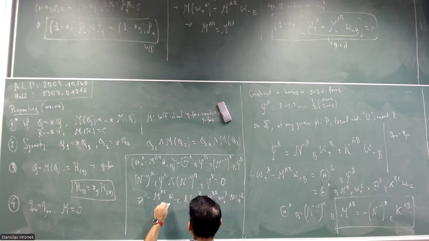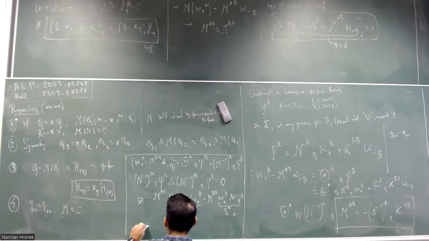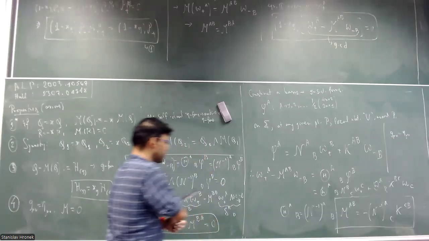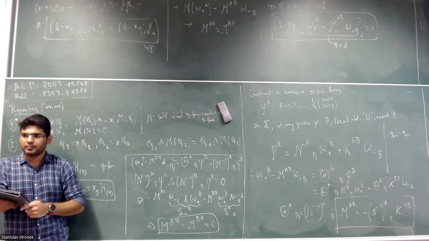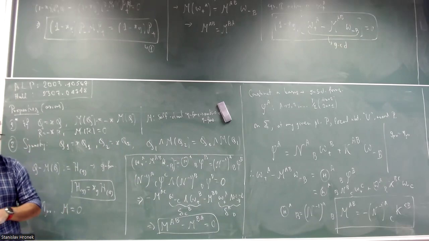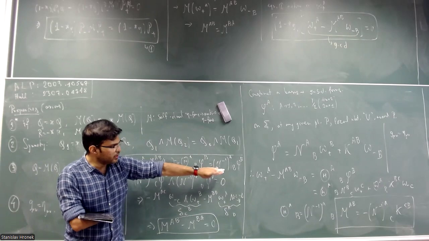Delta is 0. This is delta CB. This is delta AB. And this gives me A. You don't have any contributions from the big theta term? The big theta is precisely an inverse, right?